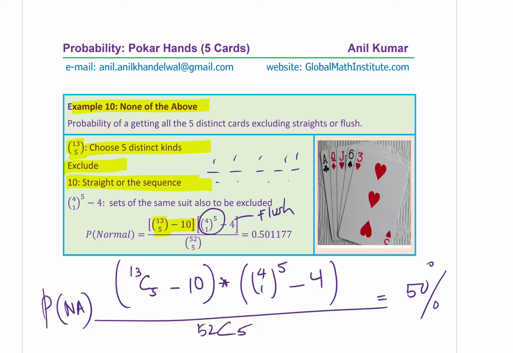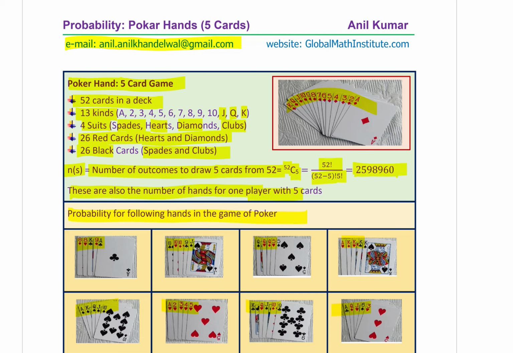Is that clear? Now the game of poker has these 5 cards, and so these are very famous questions which are always seen in test papers. I hope this knowledge is going to help you answer those questions correctly.